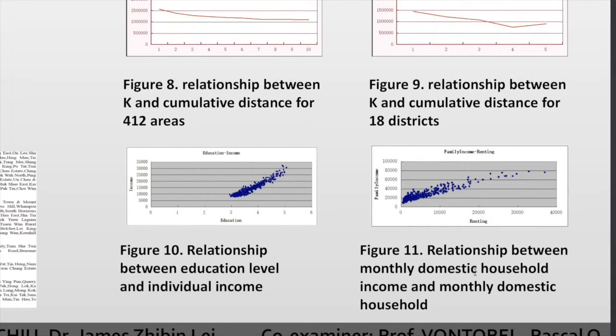Here, we use the average monthly domestic household income and monthly domestic household rent to represent each area, and then we plot out their relationship and found that they are also in linear relationship. And the positive relationship tells us that the higher the monthly domestic household income, the more likely to have higher monthly domestic household rent. And this is the end of our presentation for FYP.